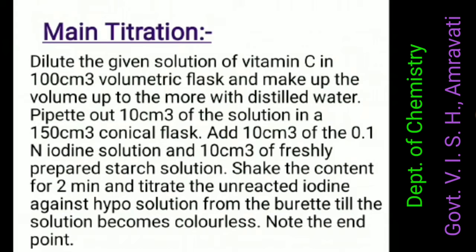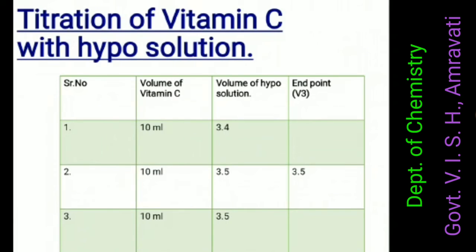Then add 10 ml of 0.1 normal iodine solution and 10 ml of freshly prepared starch solution. After that, when you have taken all these solutions in the conical flask, shake the contents for 2 minutes and titrate the unreacted iodine against hypo solution from the burette till the solution becomes colorless. Note the endpoint.